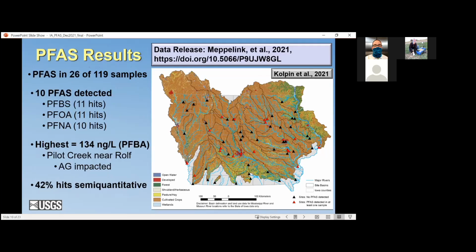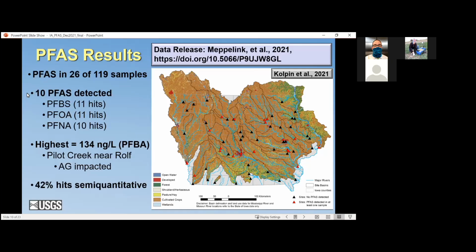When you look at the results, and these results have been published both in a journal article and ES&T Letters, and in what we call our USGS data release, that's where the raw results are. In fact, we found PFAS in 26 of the 119 samples collected. So that's kind of good news and bad news. The good news is, we didn't find PFAS in every stream or every sample that we collected, but we did find them.